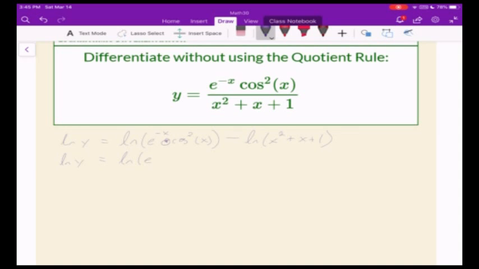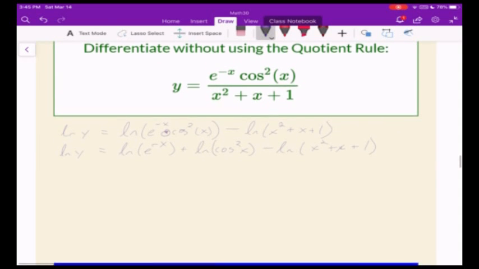Now I'm multiplying two functions in here, so really I can write it this way. Using log rules, I can split these up into two different logs, adding them: natural log of e to the negative x plus natural log of cosine squared of x, minus natural log of x squared plus x plus 1. All right, so this is looking a little easier.